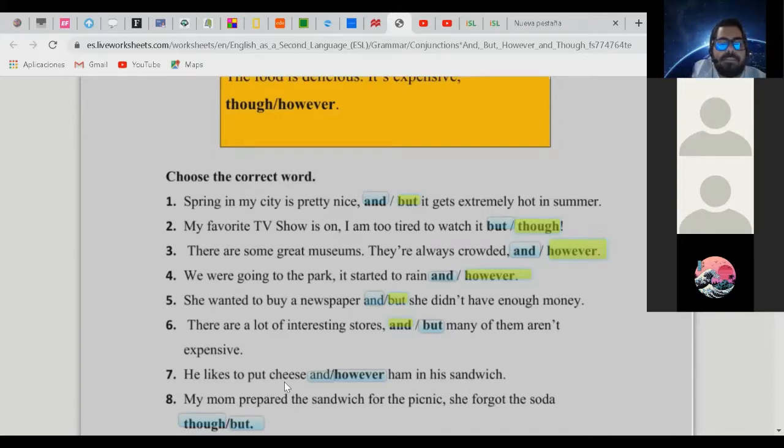And the last one, guys, my mom prepared the sandwich for the picnic. She forgot the soda. Y acá podemos utilizar dos opciones, guys. My mom prepared the sandwich for the picnic, but she forgot the soda. Or my mom prepared the sandwich for the picnic. She forgot the soda, though. Okay, so look at this, guys. There you have these interesting new words, right?